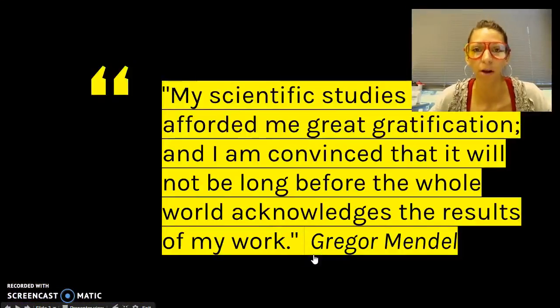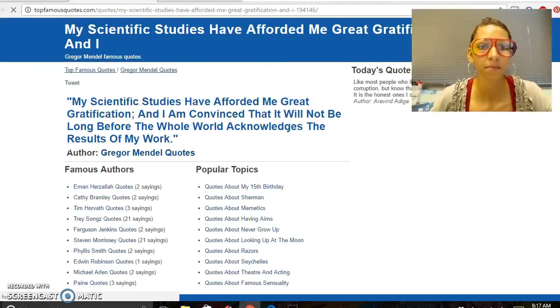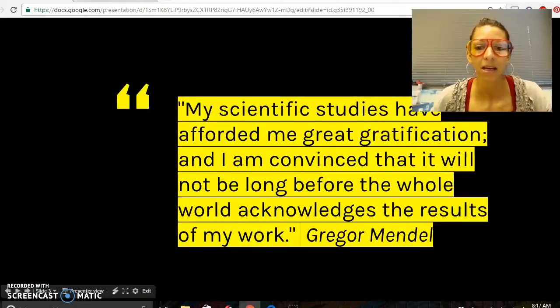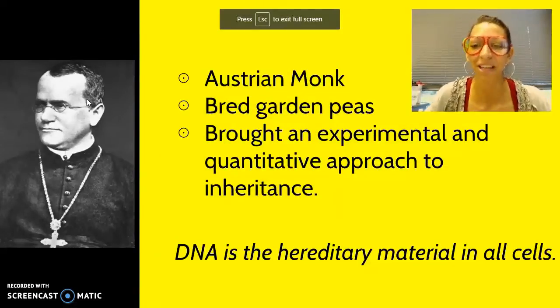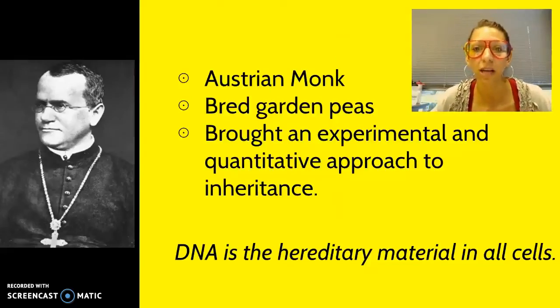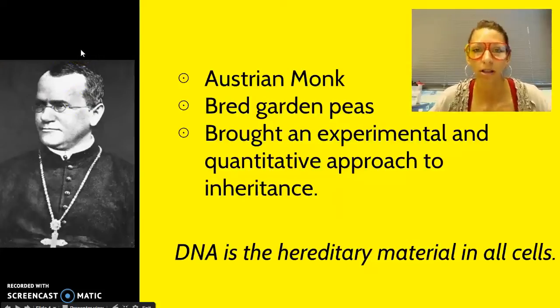So you may remember from your regular biology course that Gregor Mendel was... whoops, that went away. Guess that linked to a quote. Oh well. Gregor Mendel was an Austrian monk who bred garden peas and brought an experimental and quantitative approach to inheritance. People had studied inheritance before, but it was really Mendel who brought this original scientific approach to it.